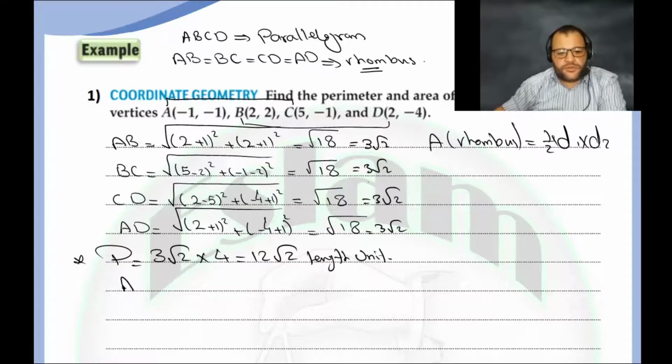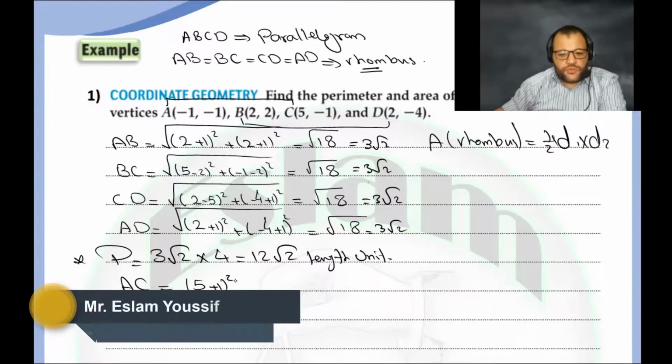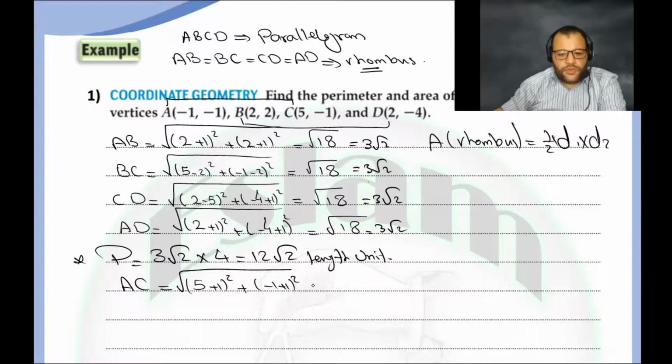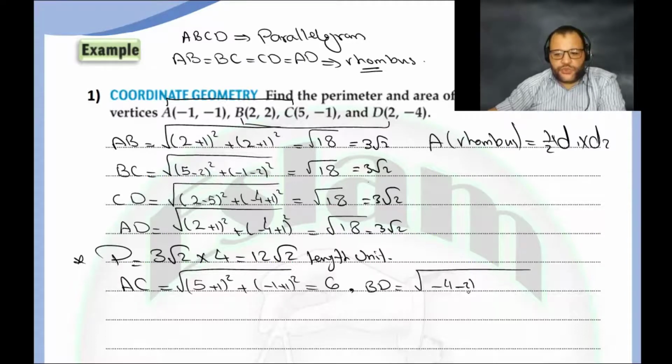So AC equals the square root of (5 minus -1, which is plus 1) to the power 2, plus (-1 minus 1, which is plus 1) to the power 2, which equals 6. And now we need to find BD. So it will equal the square root of (-4 minus 2) to the power 2 plus (2 minus 2) to the power 2, which equals 6.